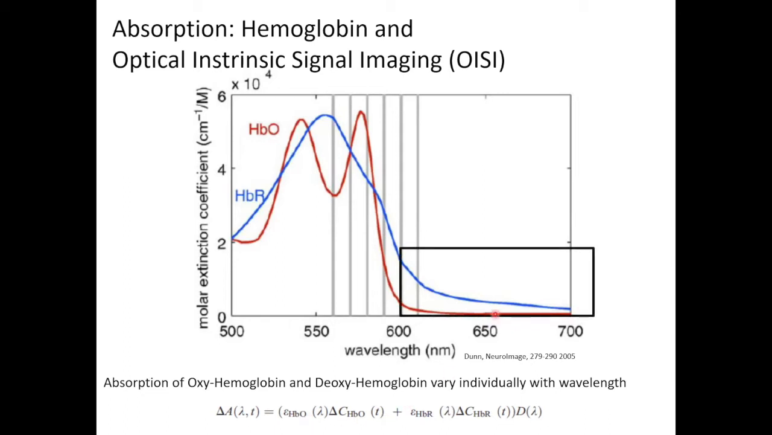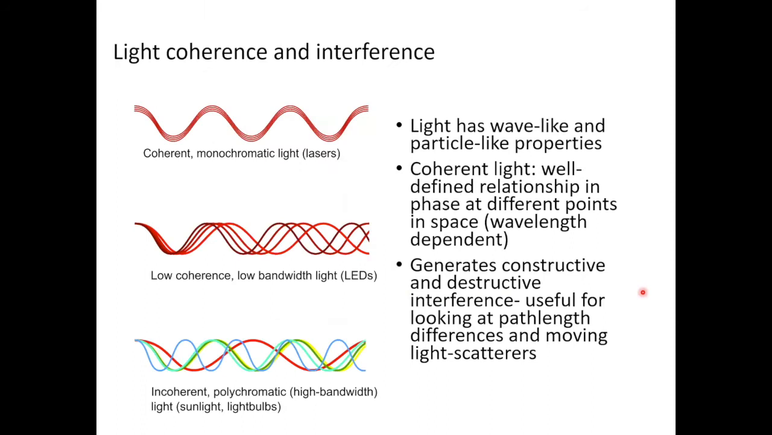Again, I want to emphasize, because of the water window, we like to take advantage of this wavelength region here, where absorption is minimized by water and also minimized for both oxy and deoxyhemoglobin. So using light within this wavelength region and a little further beyond, you can penetrate deep into tissue and measure these metrics more robustly.